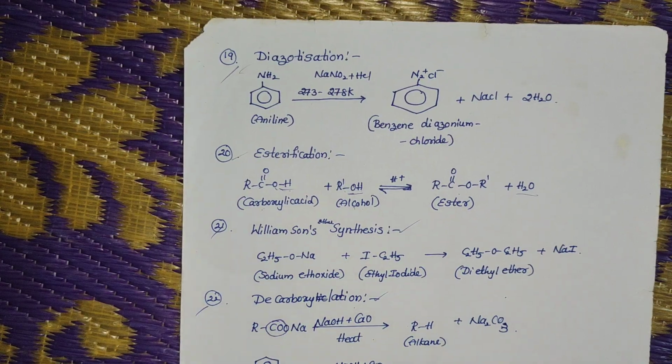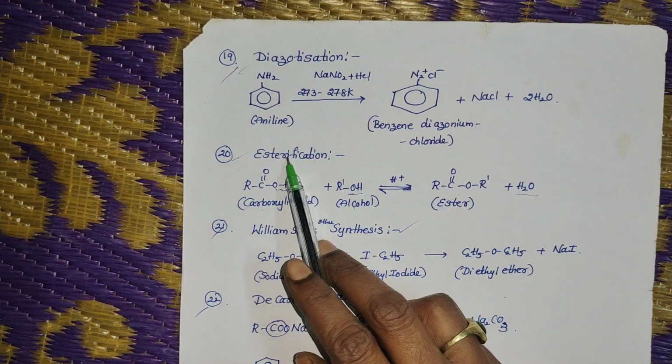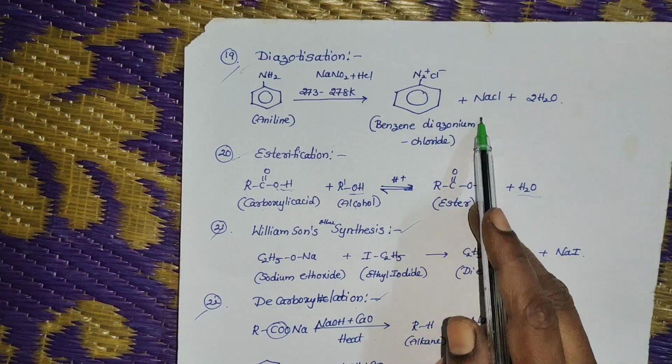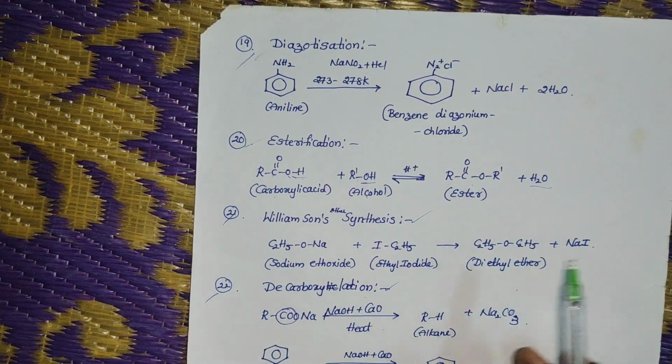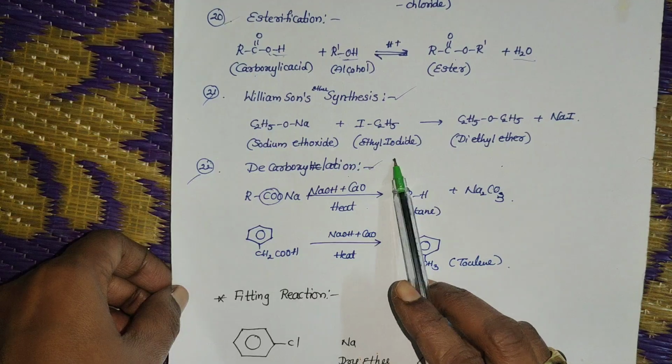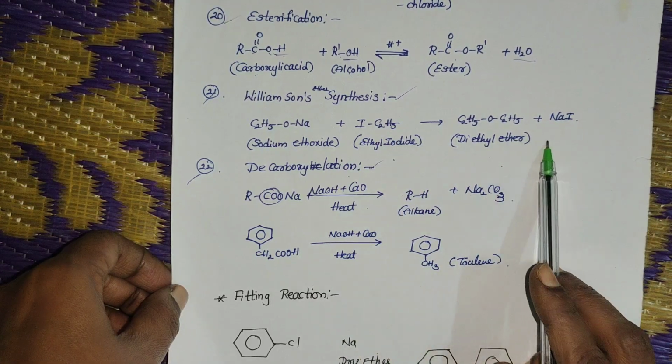Next, LAQ from organic chemistry, learn about the diazotization reaction, beta. Aniline in the presence of sodium nitrite and HCl will give benzene diazonium chloride, NaCl and 2H2O. And Williamson ether synthesis is also very important. Sodium ethoxide reacts with ethyl iodide and forms diethyl ether, and sodium iodide is eliminated.